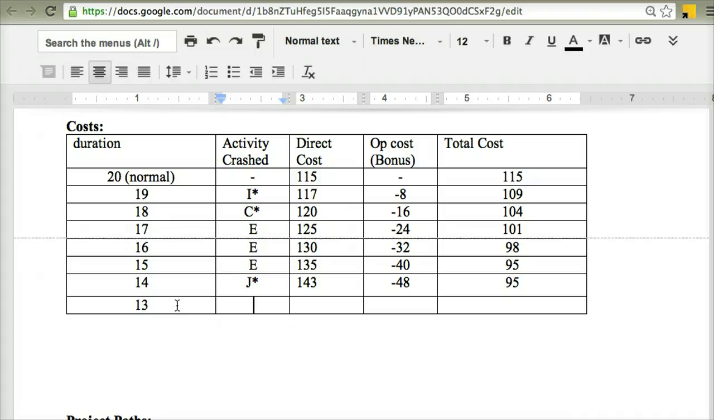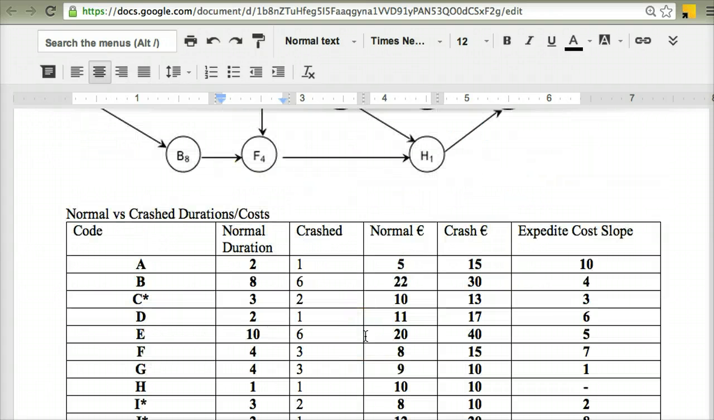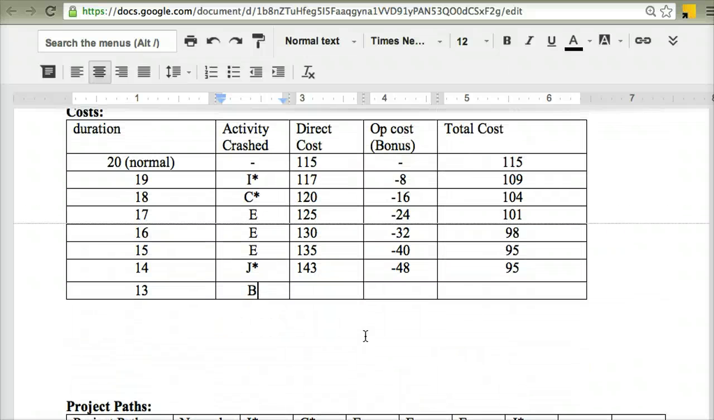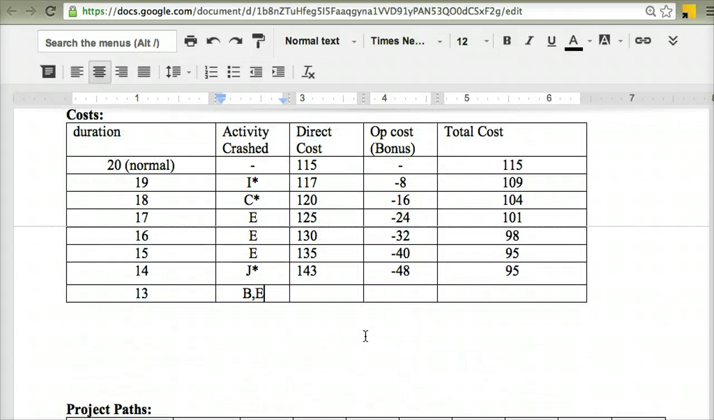The different activities crashed is B, which I don't know if I've maxed that out. B, no, I've got 2 days to play with there, so I'm going to leave it like that. B, comma, E, which is the last day I can crash E with. So I'll put an asterisk beside that because I've crashed it 3 days already and I can only crash it by 4. So B and E together cost €9, so €143 plus 9 is 152.